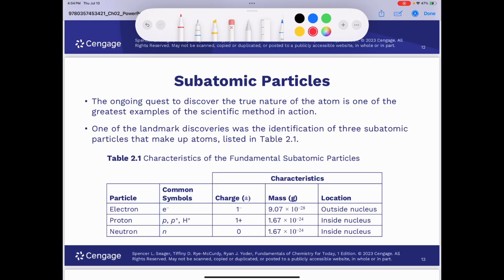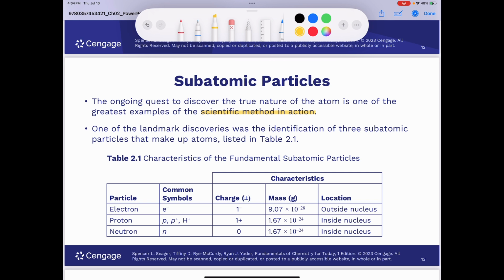All right, so the ongoing quest to discover the true nature of the atom is one of the greatest examples of the scientific method in action. It took a lot of people, a lot of time to discover the atom, to understand the nucleus, to figure out what a proton was, an electron, and a neutron. And we're not going to go through all the history of that, but one of the landmark discoveries was the identification of the 3 subatomic particles that make up atoms. So let's take a look at them.